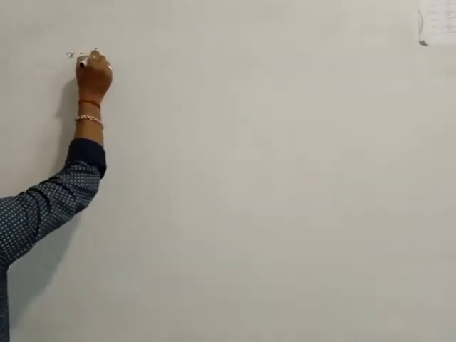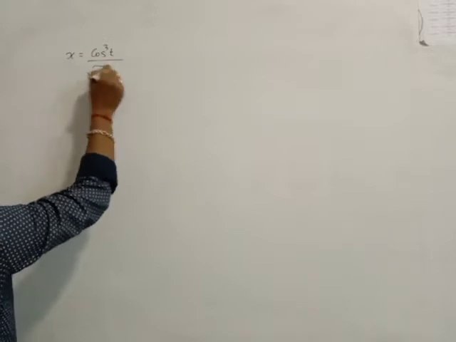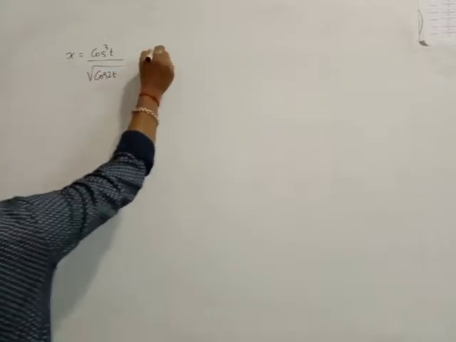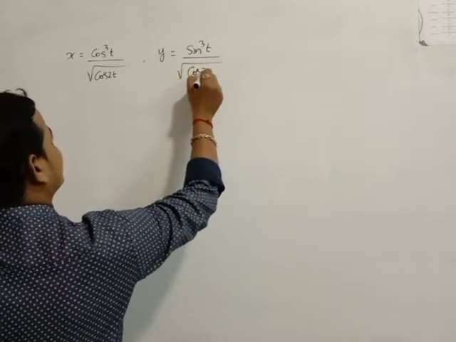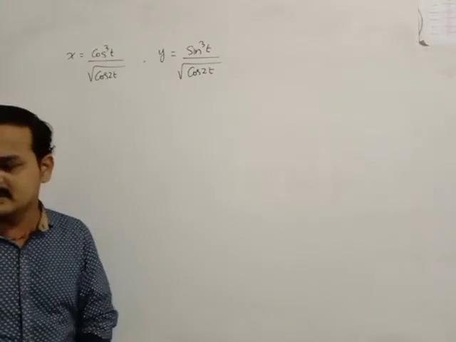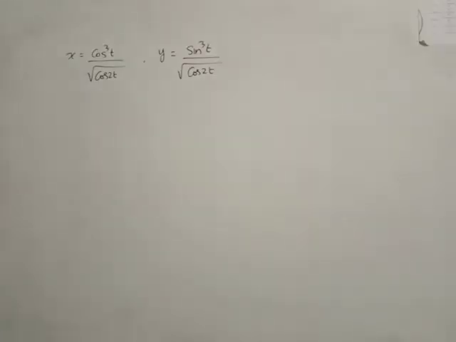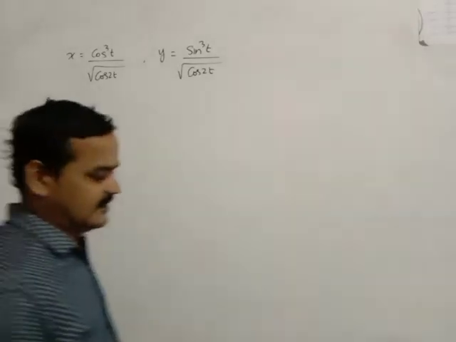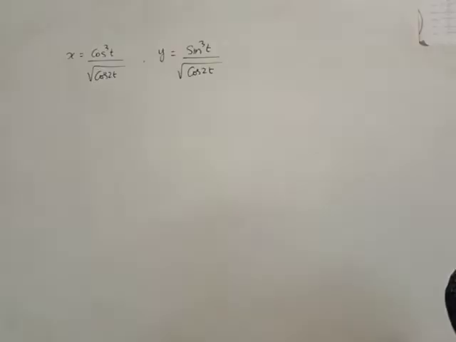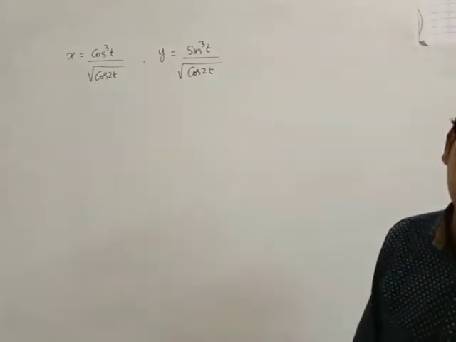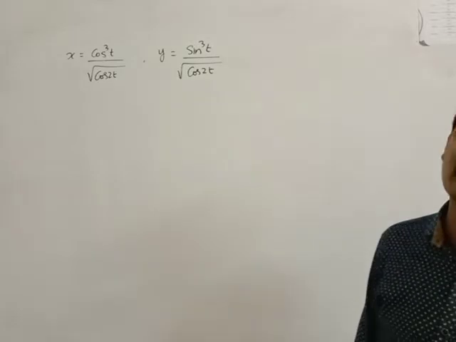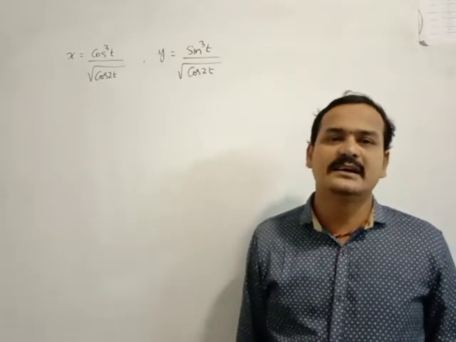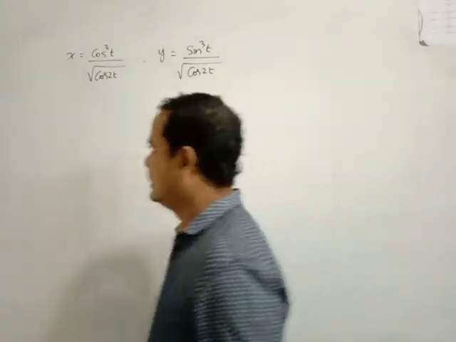x is equal to cos cube t by root cos 2t, comma y is equal to sin cube t by root cos 2t. Then I need to find dy by dx. Here x and y both are functions of the parameter t. So according to the previous class, you need to differentiate each individually with respect to t, then you can solve it.